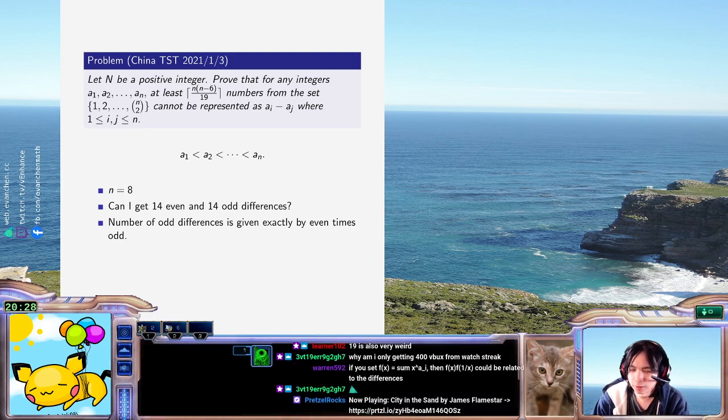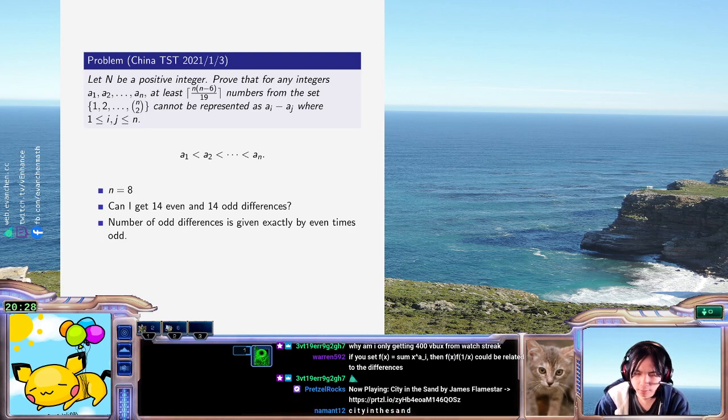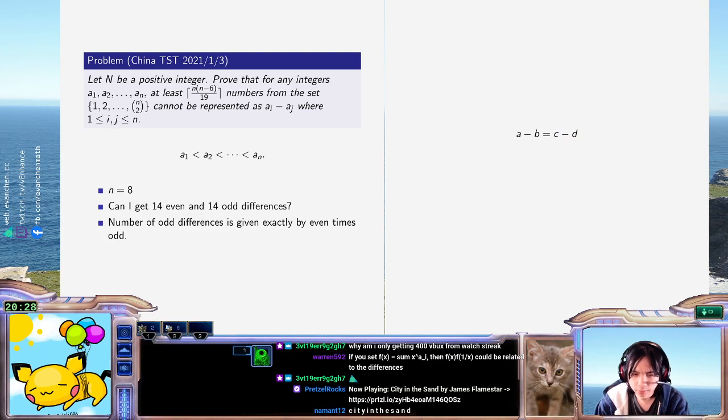Okay, the other thing I really should be doing is I should be saying like we're looking for collisions, right? So a minus b equals c minus d. You get a collision whenever a plus d equals b plus c.